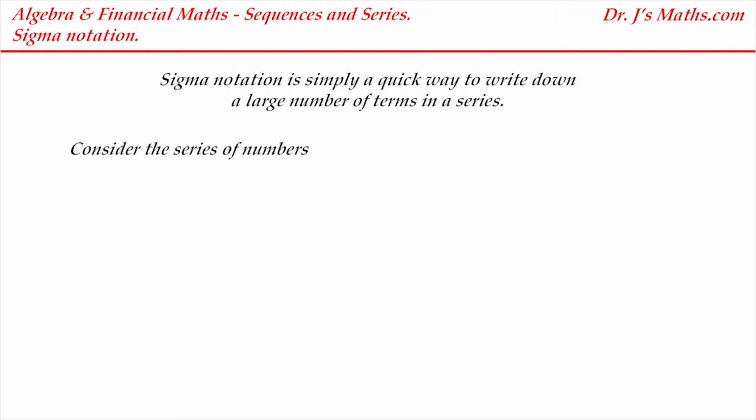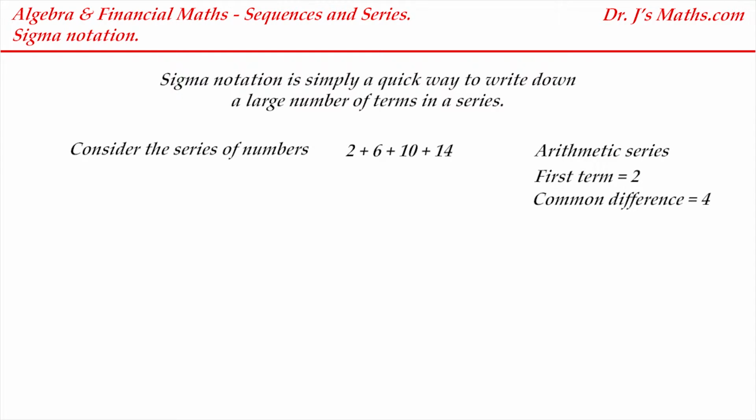Let's consider the series of numbers 2 plus 6 plus 10 plus 14. It's an arithmetic series, its first term is 2 and its common difference is 4. So now we can rewrite our terms using arithmetic series notation. The first term is 2 plus 4, which was the common difference, times the term number 1 minus 1. So we simplify that. We have 2 plus 4 times 0, which is 2, which we had originally.